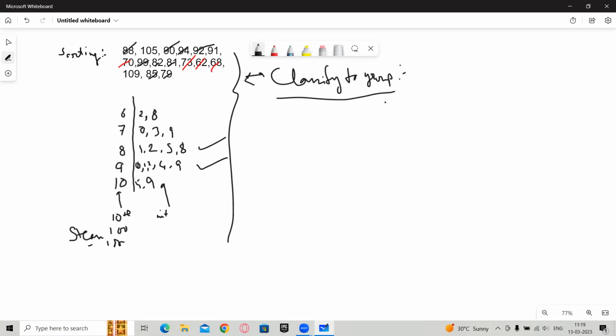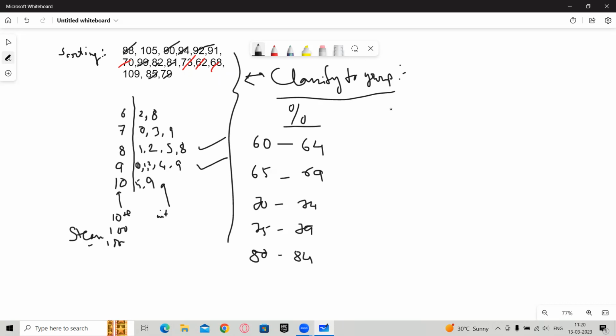So suppose there are some school marks, and we calculate some percentage. Suppose we say 60 to 64, then 65 to 69, then 70 to 74, then 75 to 79, and suppose 80 to 84. Those are the different categories. Now we can put the number of students who scored in that category. Suppose there are 12 students who score in that range, 10 students in that group, then 8, then 6, and then 4.